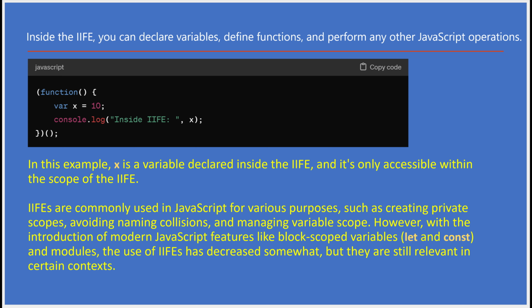So to wrap things up, an immediately invoked function expression is a way to encapsulate code and avoid polluting the global scope in JavaScript. It's like a secret mission that executes instantly and leaves no trace behind. It's a powerful tool, and now you know how to wield it.